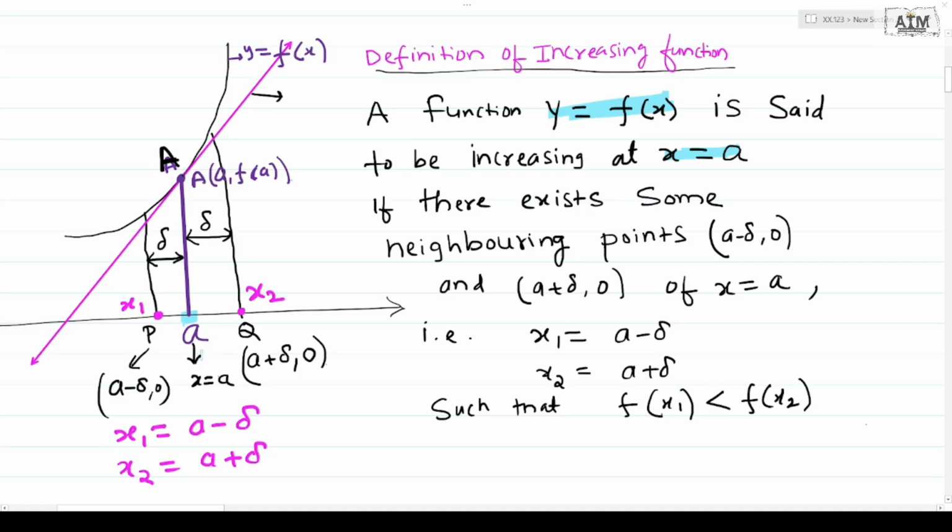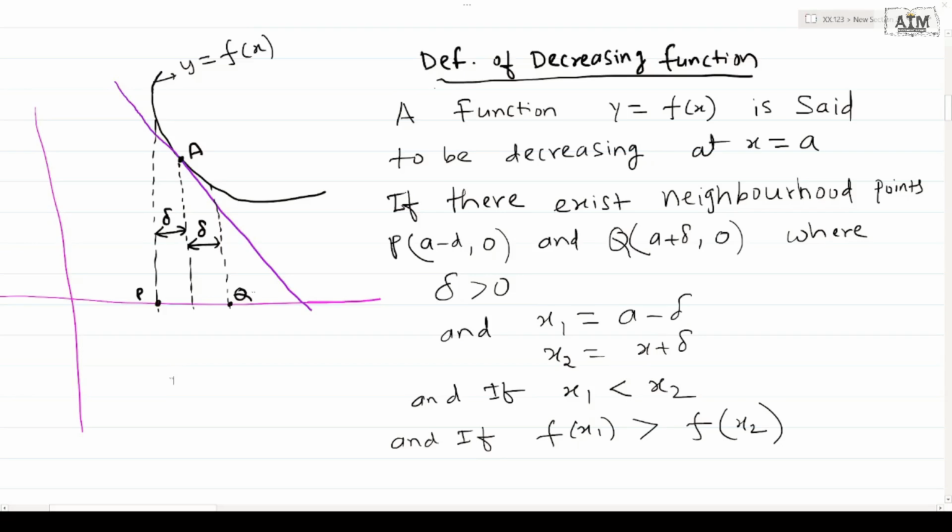And if x1 equals a minus delta and x2 equals a plus delta, and if f of x1 is less than f of x2, then we say the given function is an increasing function. This is the definition of an increasing function. Similarly, now we can define the decreasing function.